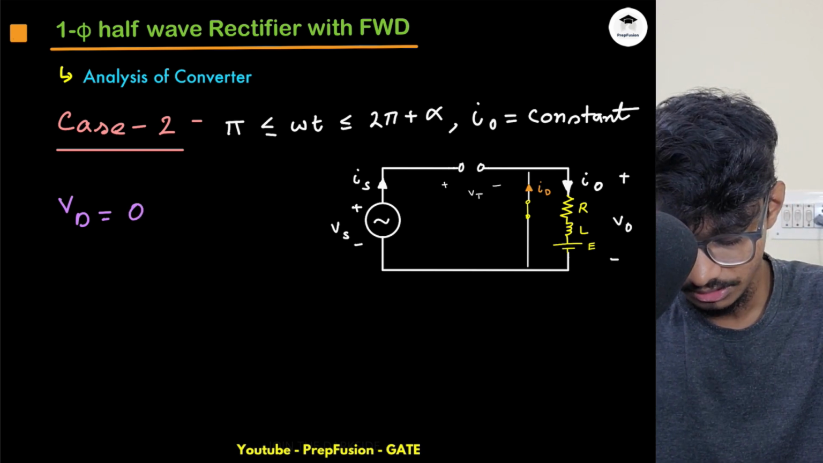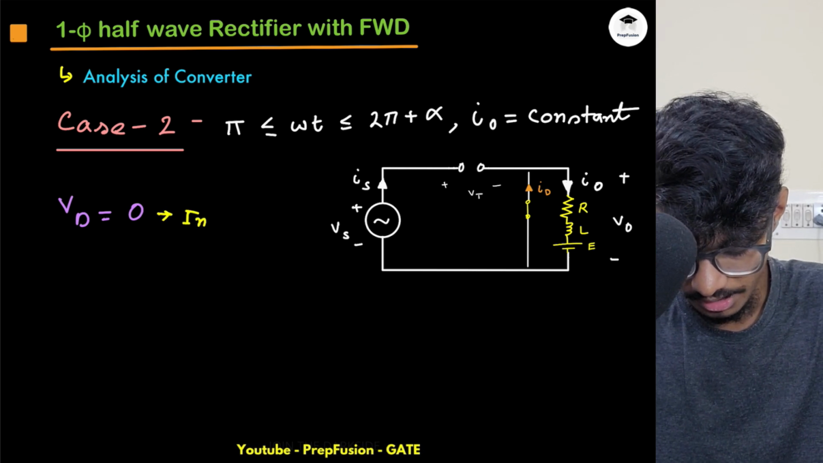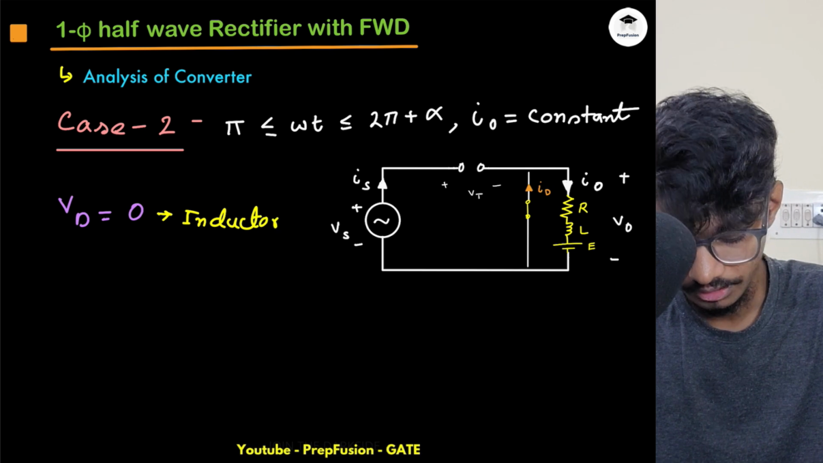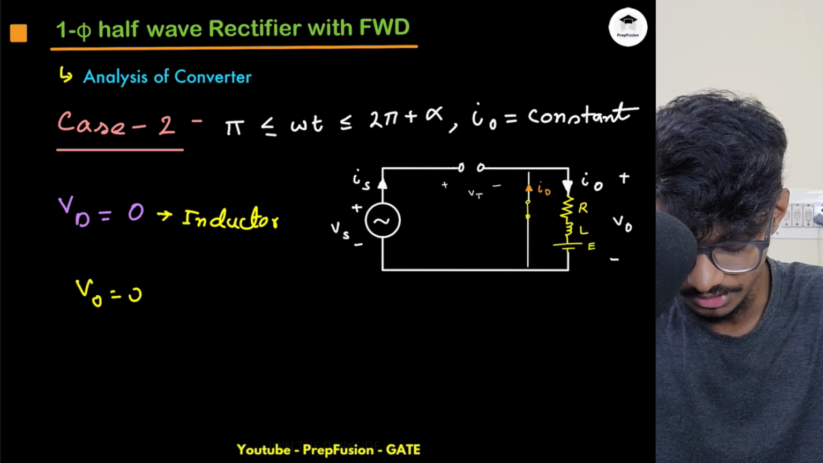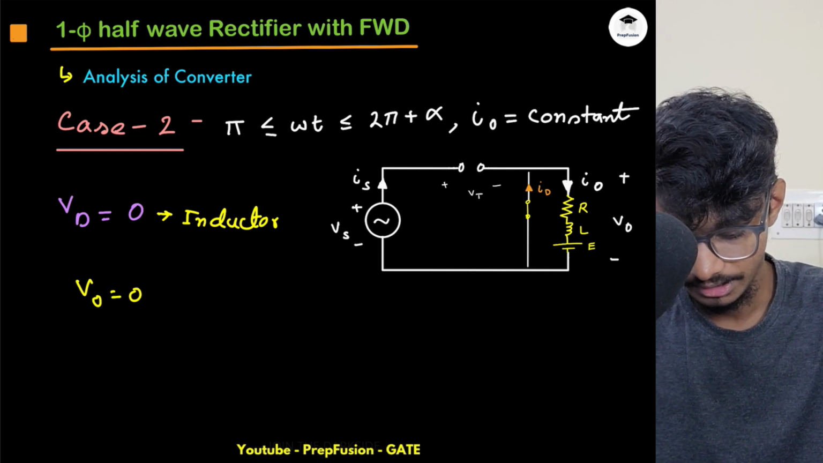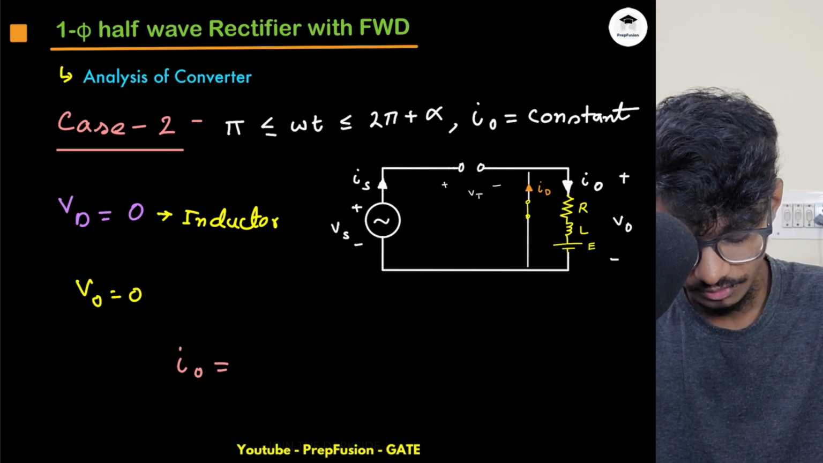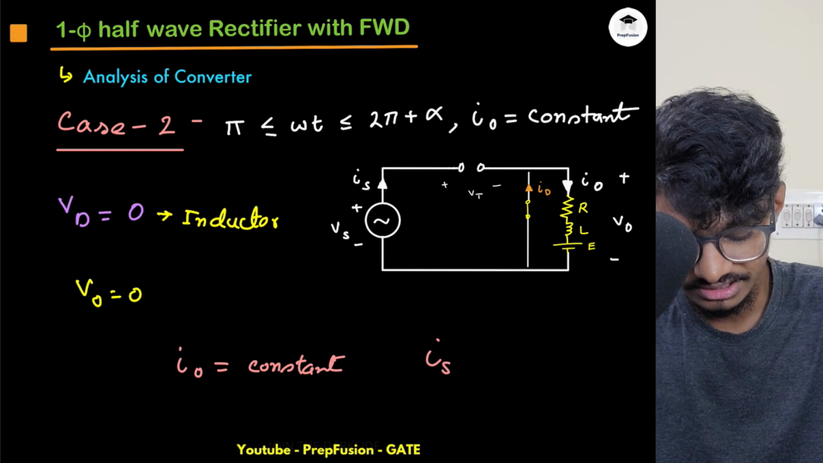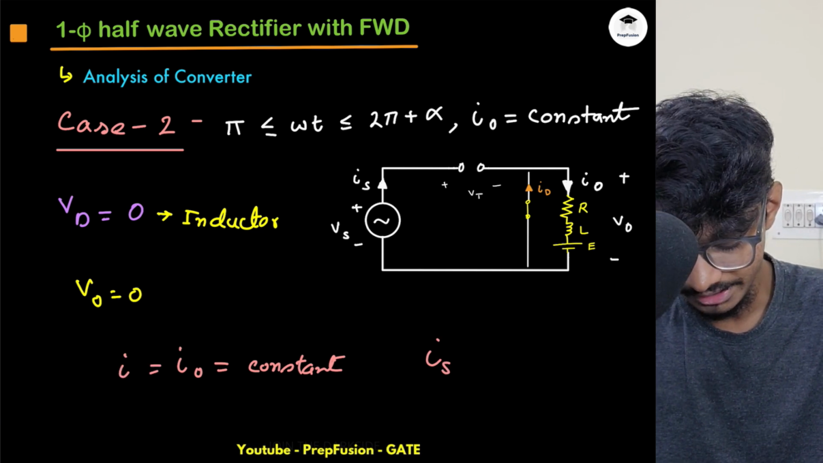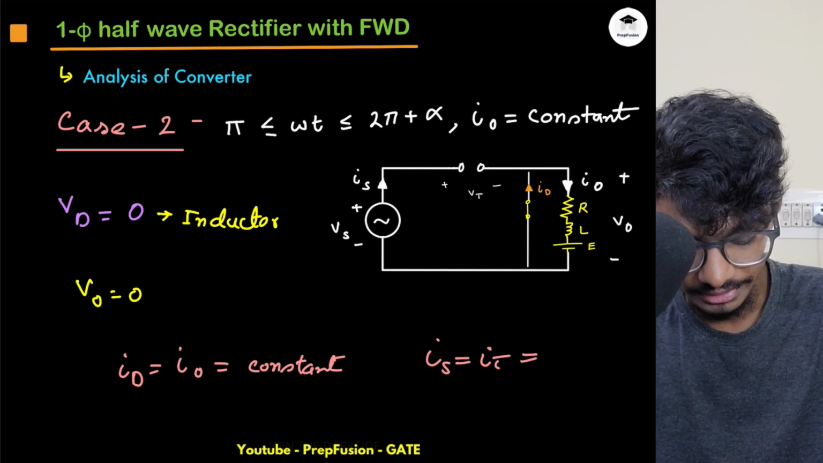Why? Because due to the inductor, it turns this freewheeling diode on, and as soon as the freewheeling diode turns on, my VO becomes 0, and my IO is equal to some constant value, because the inductor discharges by a very low amount. But in this region, IO is equal to ID, but my IS equals IT equals 0 amperes.